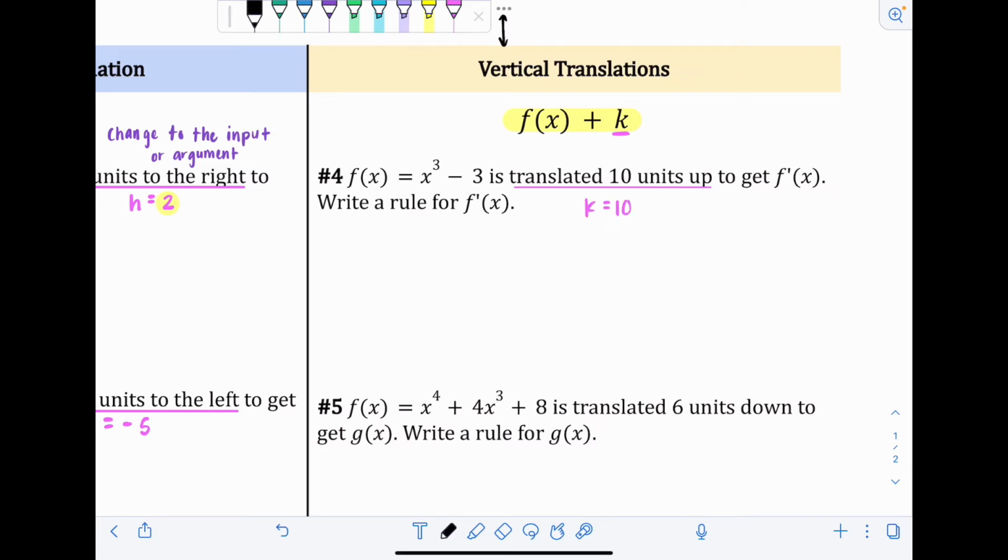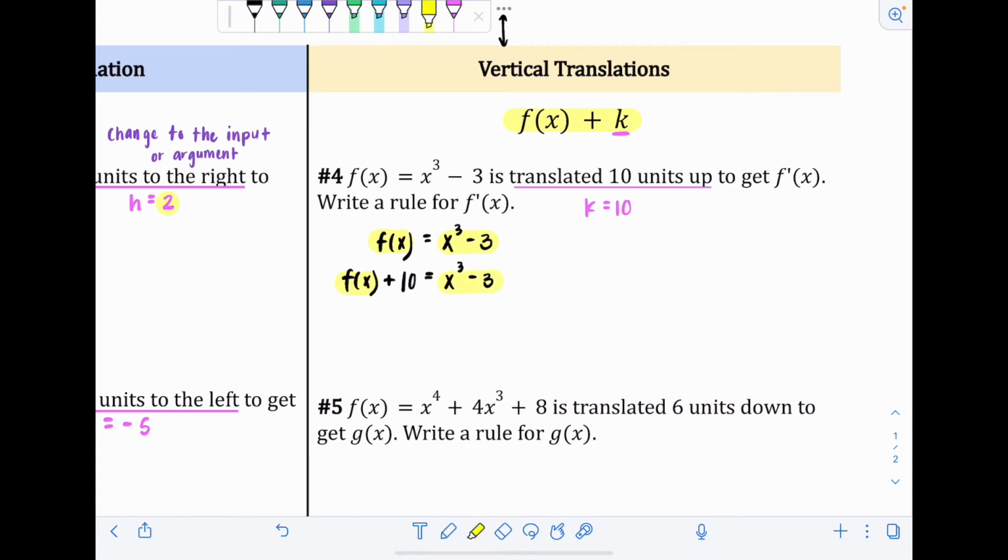So we'll start the same way, writing our original function, f of x equals x to the third power minus 3, and then rewriting the rule with our k involved. If there's a vertical translation, it's f of x plus k, but we know k is 10, so we're going to do f of x plus 10. What that means is the f of x part stays exactly the same. That's this, so we're just going to copy that down: x cubed minus 3.